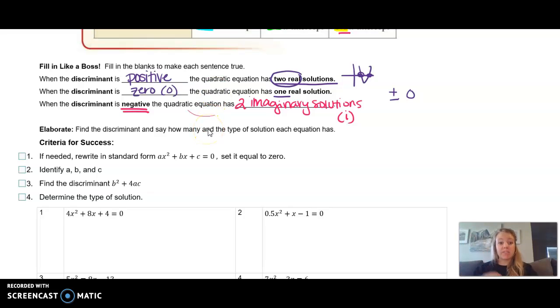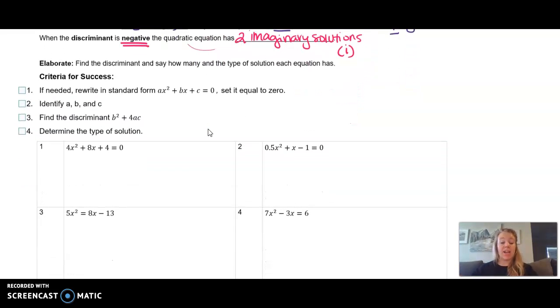So here are the steps to figure out the type and how many solutions they have. Because sometimes they might ask you, not what are the solutions, but how many and what type of solution does this equation have? And these are the steps to do that. Same similar steps that we did this morning, or during class today was afternoon. If needed, remember the first step is we always want to get it equal to 0 first.